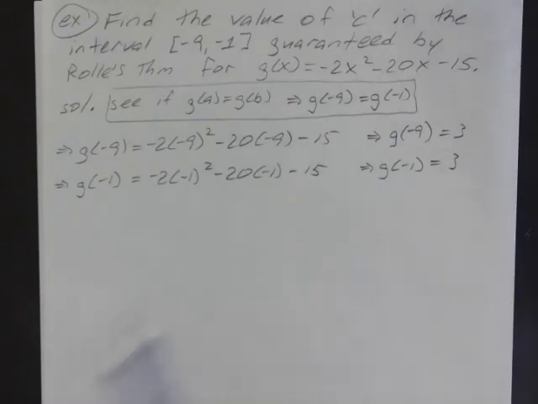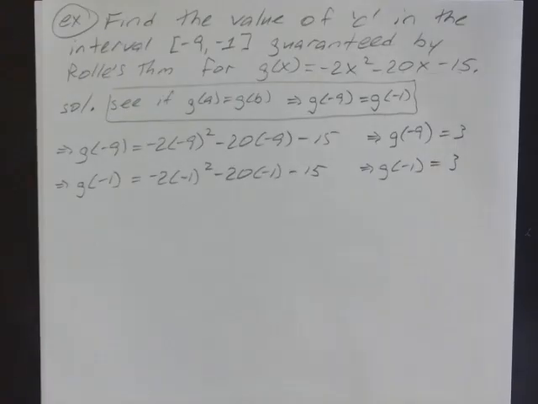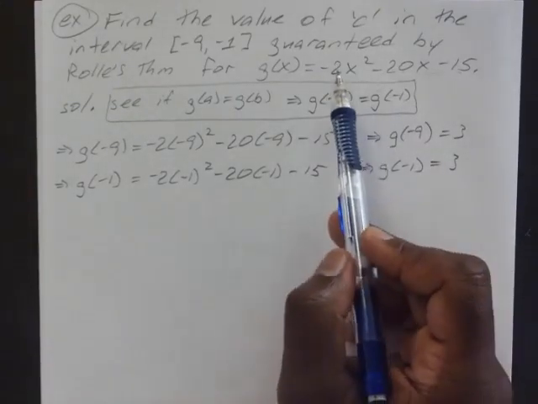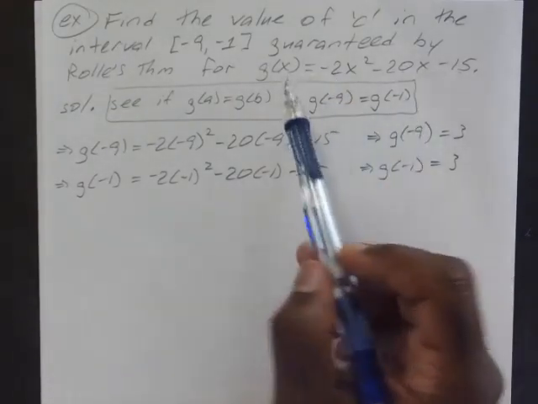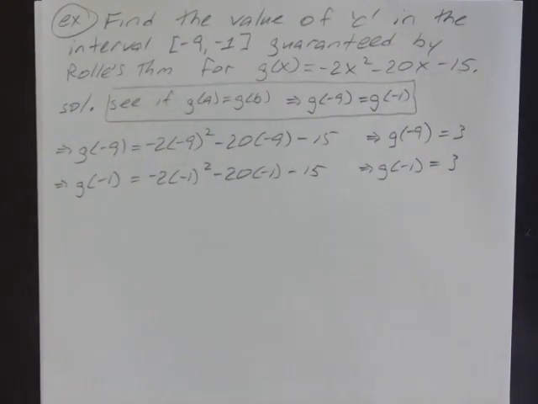Okay. So we know it's continuous because all polynomials are continuous. And we know it's differentiable because if we take the derivative of this and plug in any value between -9 and -1, we'd get a real number. So we know it's continuous and differentiable. So all the conditions are met.